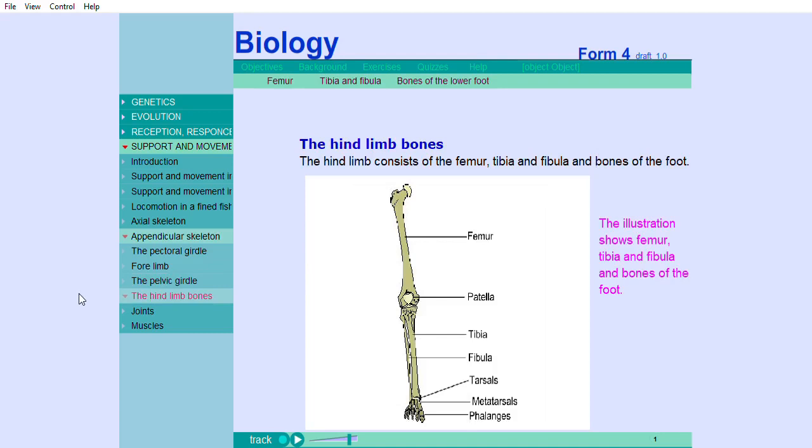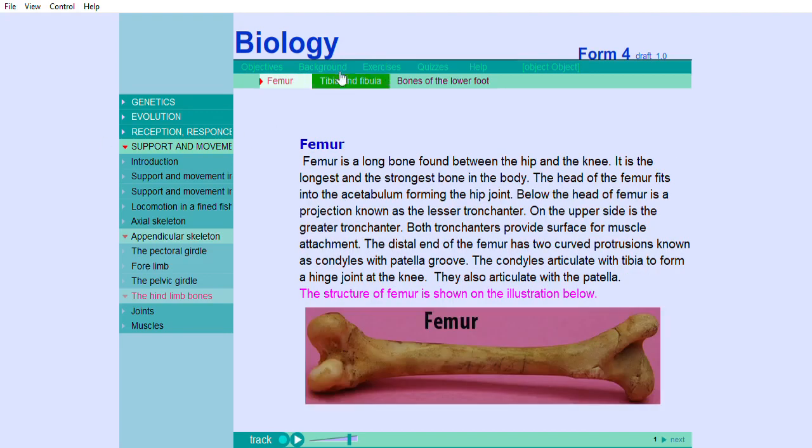The hind limb bones. The hind limb consists of the femur, tibia, and fibula, and bones of the foot. The illustration shows femur, tibia, and fibula, and bones of the foot. Femur. Femur is a long bone found between the hip and the knee. It is the longest and the strongest bone in the body.